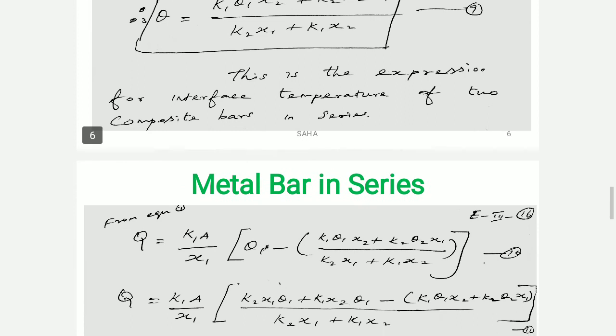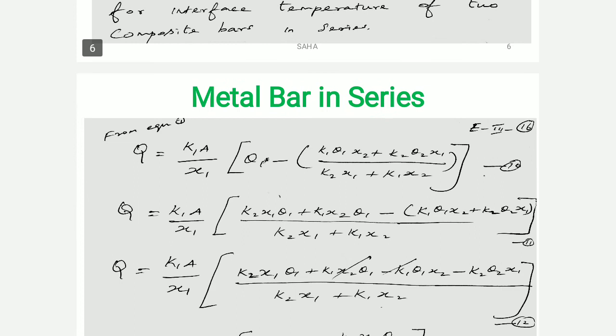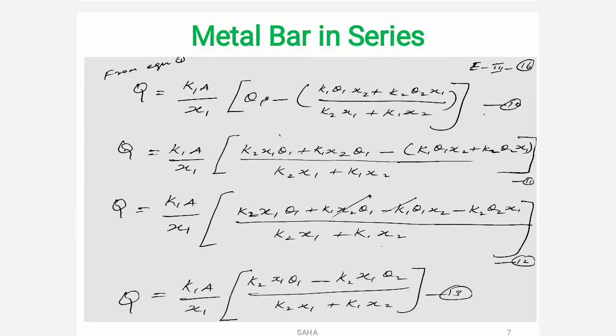From equation 1, we can substitute the theta value. Then Q is equal to K1 A by X1 into theta 1 minus theta. Instead of theta, I substitute the theta value. Then equation number 10 came. In equation number 10, I am going to take the common LCM. So here the LCM is K2 X1 plus K1 X2. So then equation number 11 came.